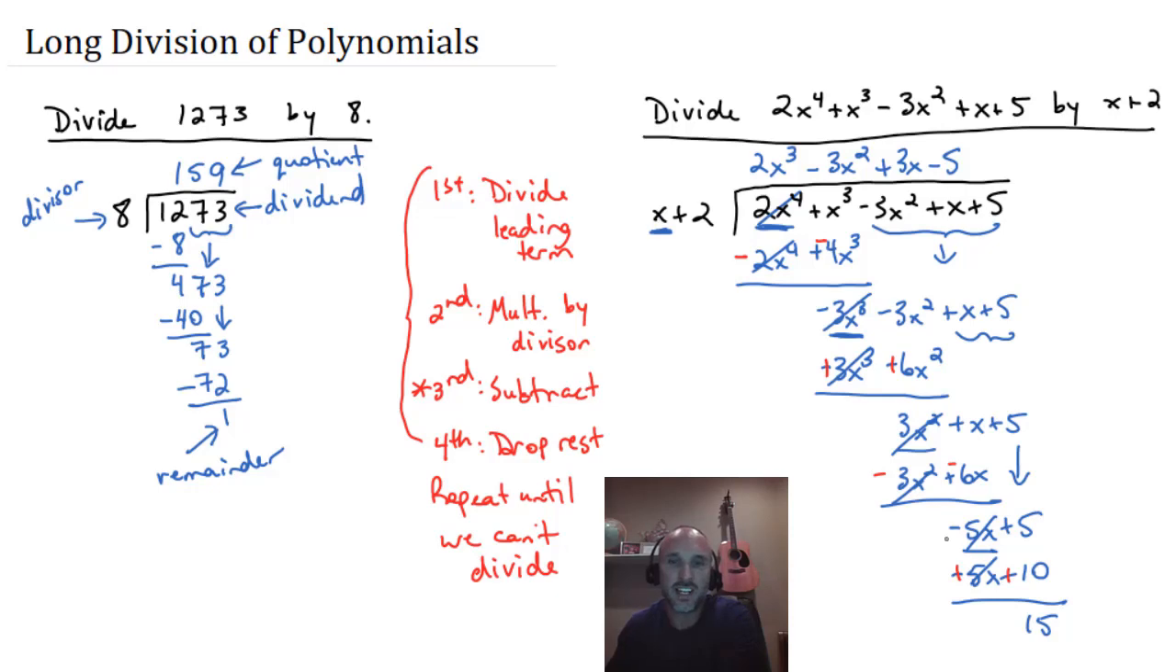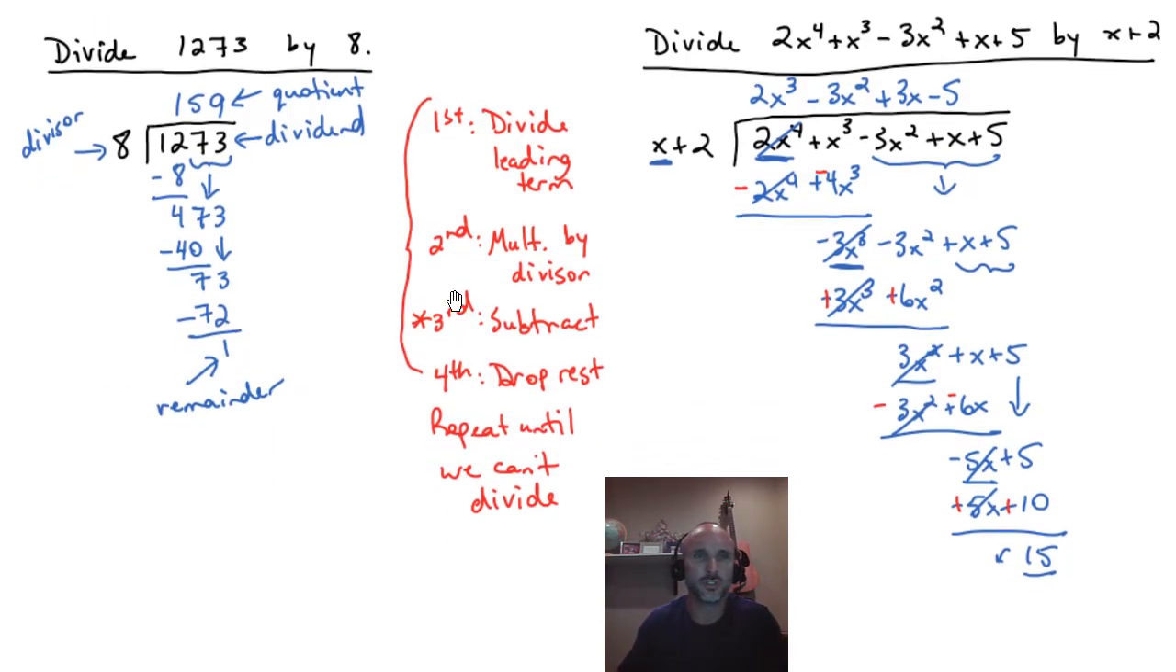Then I try to divide x into 15, but 15 doesn't have an x in it at all. I can't divide x into 15 because 15 is too small. So this is my remainder, and so we've terminated the division process. Okay? So now let's talk about what we can do with these results.